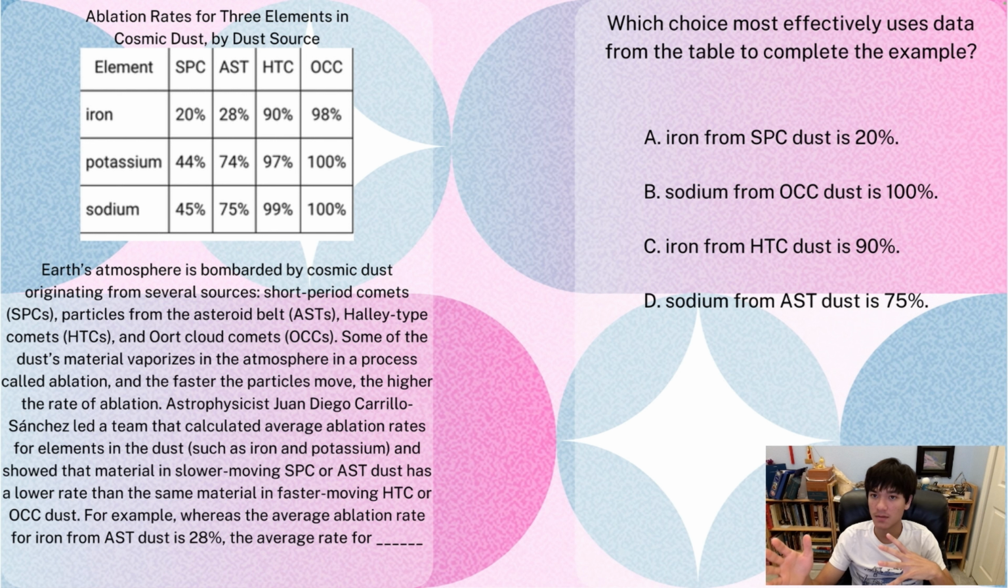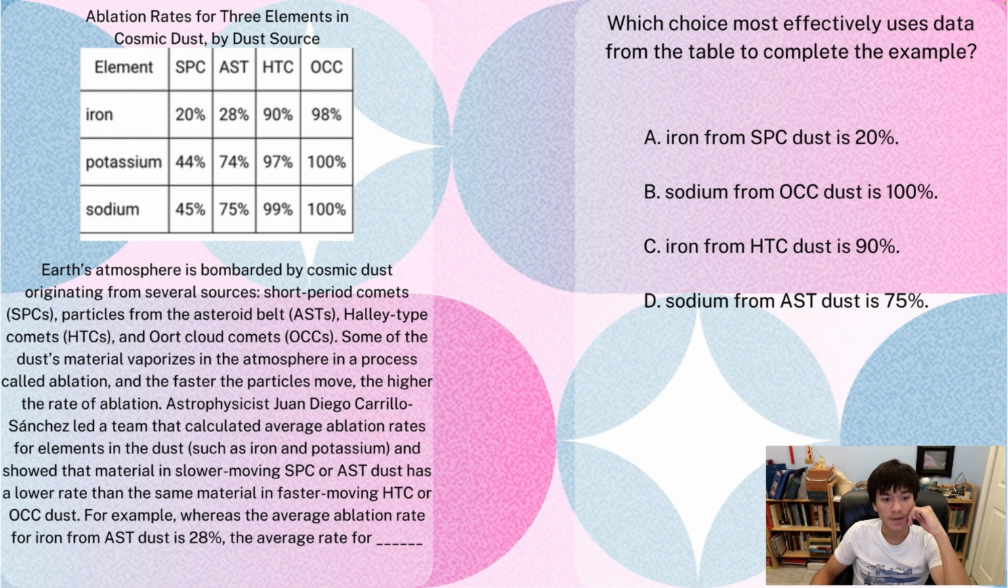Which choice most effectively uses data from the table to complete the example? So we have our table right here. We can see that it's on ablation rates for 3 elements in cosmic dust. Okay, so now let's read the prompt. Earth's atmosphere is bombarded by cosmic dust originating from several sources: short period comets, SPCs, particles from the asteroid belt, ASTs, Halley-type comets, HTCs, and Oort cloud comets, OCCs.